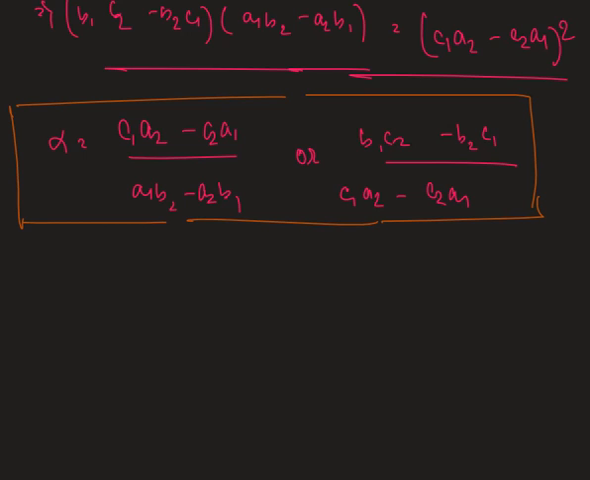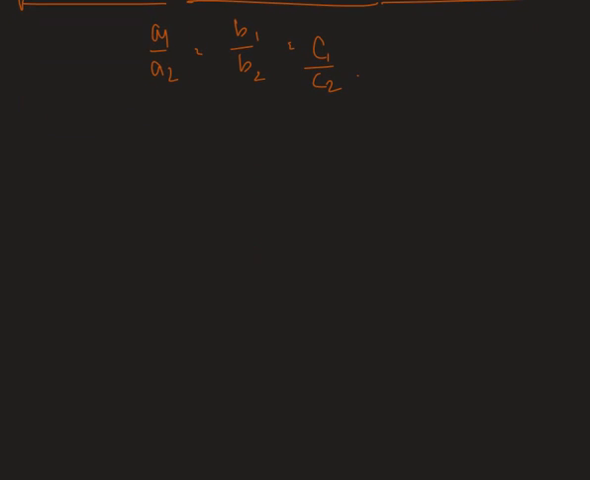If the two equations have both roots common, then we can write that a1 by a2 is equals to b1 by b2 is equals to c1 by c2.